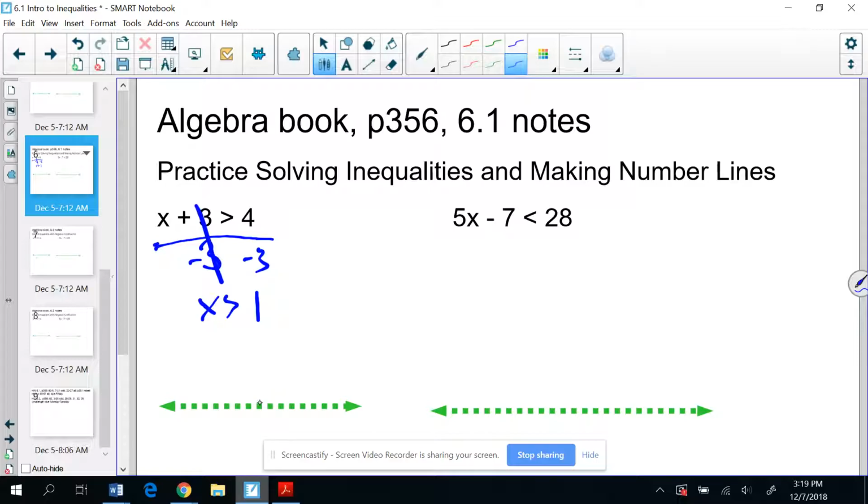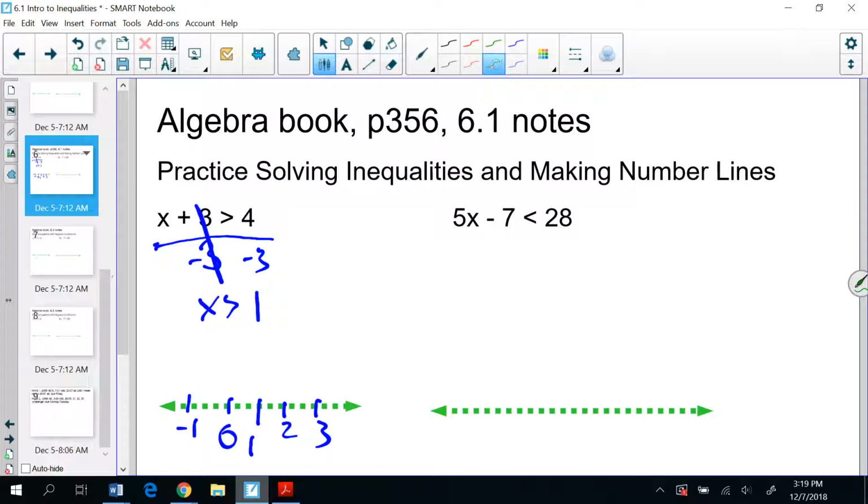If I want to graph this, I'm going to make a number line here. I'm going to go ahead and just call this one 1, and I'll make this 2. I'll make this 0, this negative 1, this 3. So it's not exact, but it will work well enough. And on my number line, I'm going to create a circle around the 1, and then x is greater than 1, so I'm going to go in this direction.